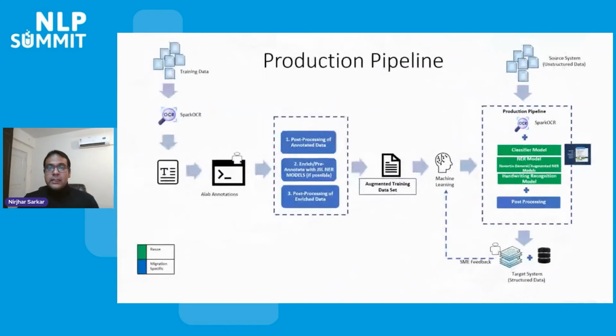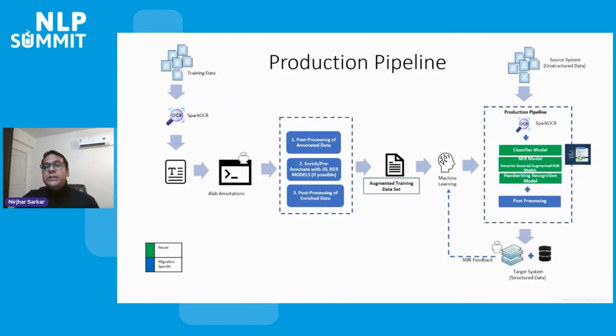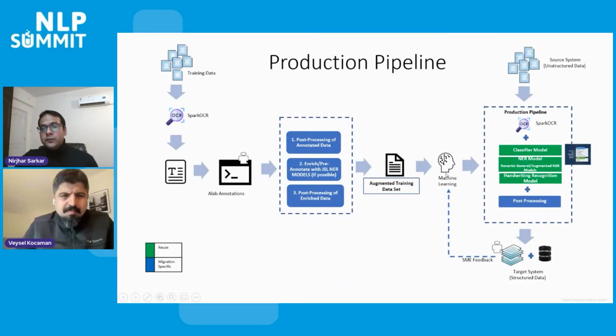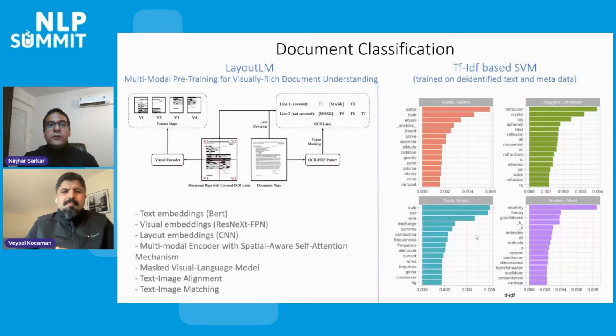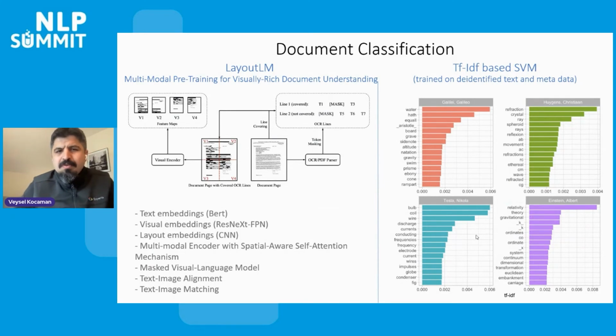With that, I will now hand it over to Veysel, who will take you through what is under the hood and also discuss some of the steps that we took to reduce false positives and improve the accuracy. Over to you, Veysel. Thank you, Nirjhar. So how did we do this? I will just cover two main components: how we did the classification and how we did the entity extraction.